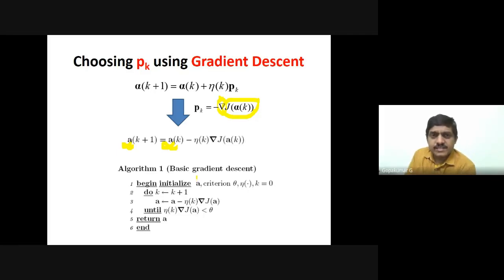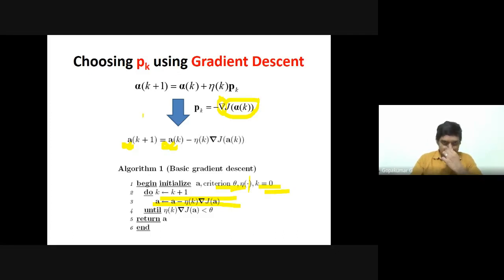This type of algorithm, where you go in the negative direction by updating the weight values, is called the basic gradient descent algorithm. Here it is, again from the pattern classification textbook. Your input is the weight vector, a or alpha or w, whatever it is, a criterion or stopping condition, eta, the learning rate, and the iteration number k, which starts at zero. In each iteration we update this weight vector.